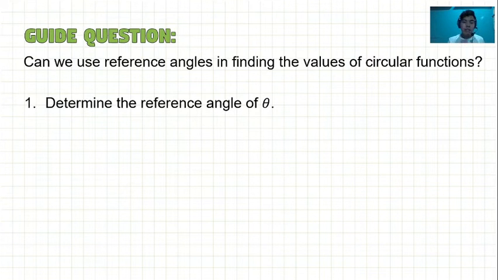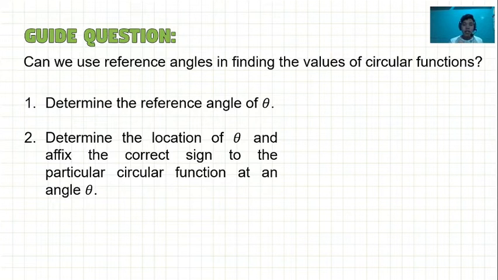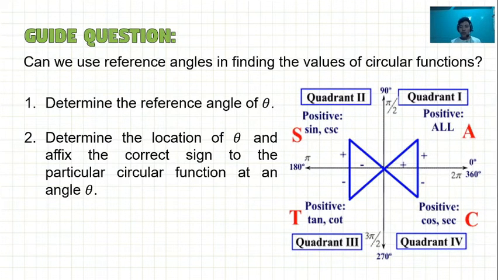First, determine the reference angle of angle theta. Then after that, we will determine the location of angle theta and affix the correct sign to the particular circular function at an angle theta. So doon na yun mag-change yung mga signs ng x and y natin. So ganito siya. So if your angle is in quadrant 1, so all circular functions are positive. So ganun lang siya. If your angle is in quadrant 2, only sine and its reciprocal na si cosecant ang positive. The rest are negative.